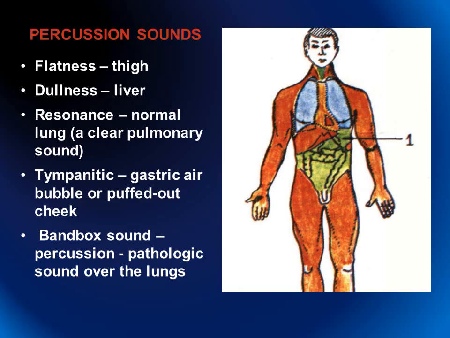This picture demonstrates different parts of the body and the specific percussion sound for every part. For example, resonant sound in blue shows the normal lung. Dullness and flatness are shown in red. This is specific for the thigh and liver. And tympanic sound is shown in green, which is specific for the gastric air bubble or intestine.